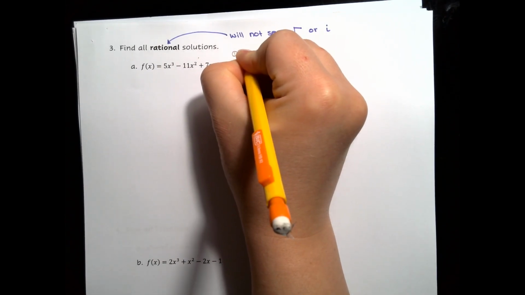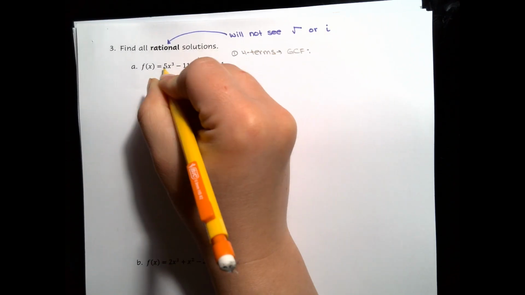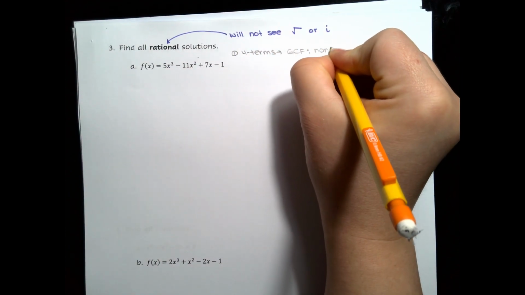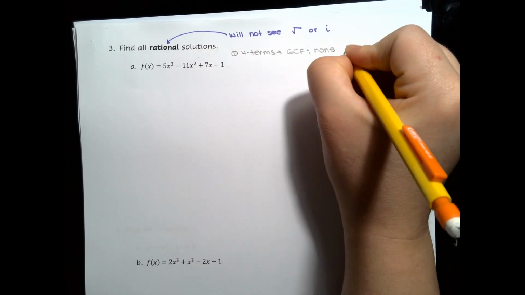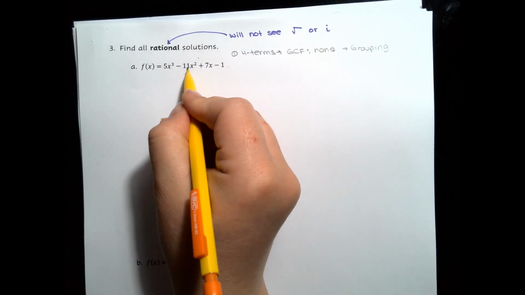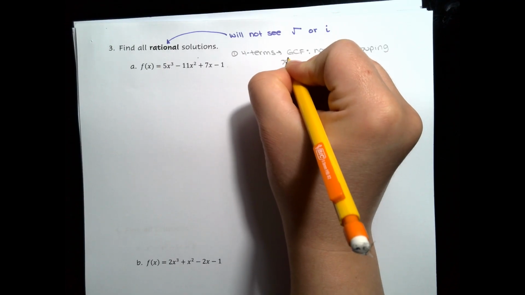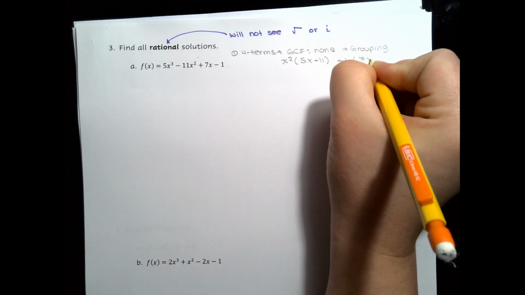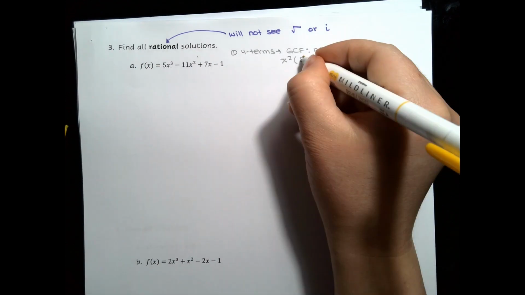I see 4 terms. Do I have a GCF? 5 and 11 don't get along. 7 and 1, they don't get along here. So no GCF. I also notice I have an X, no X, so there's no GCF. I'm going to try grouping, but if I do grouping, I already notice that I'm not going to have the same leftovers. So for grouping, I would end up with x squared, 5x minus 11, and 1 times 7x minus 1. So again, these right here are not the same, so therefore we cannot factor.